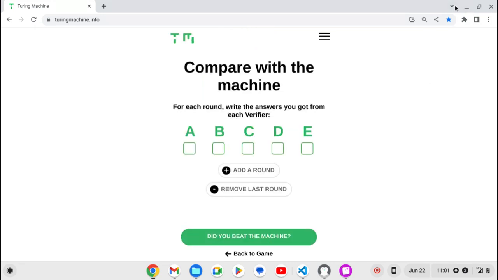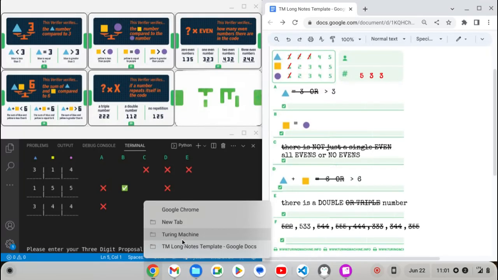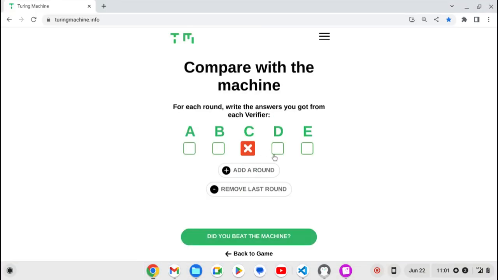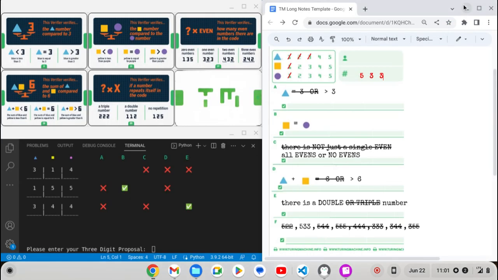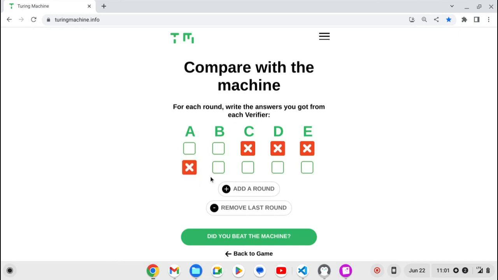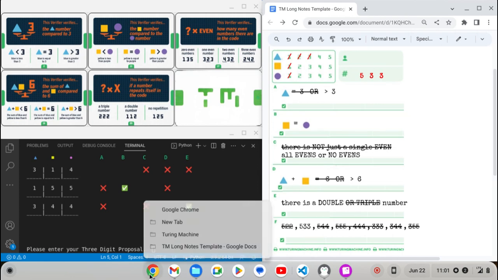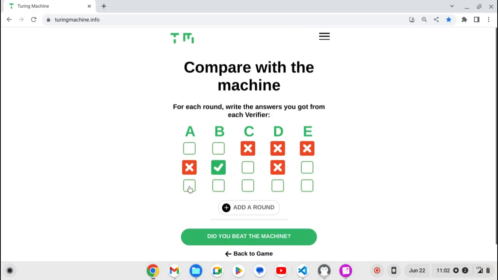Okay. So I know there's no way I tied the Turing Machine. I had to have lost. All right. So C, D, E, all wrong. Second round. A, B, D, middle is correct. A, B, D. And then last turn, E is the only one, so A, C, E.